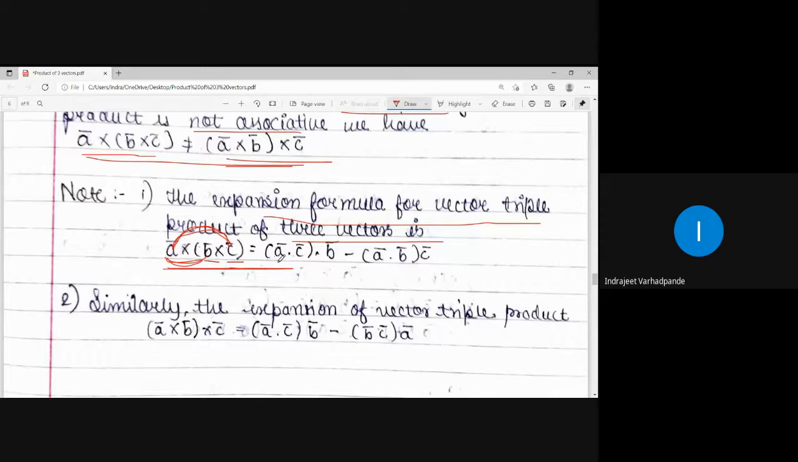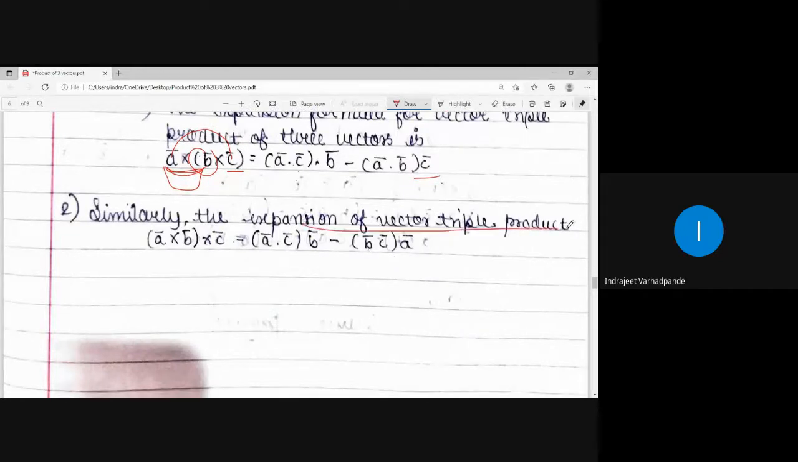See, this is dot product, means scalar. Scalar multiplied by vector is vector. Vector minus vector will be vector. A bar dot B bar is scalar. Scalar multiplied by vector is vector. Vector minus vector means ijk as it is रहेगा. So A bar cross B bar cross C bar is to be remembered as the product of extremes, A bar dot C bar into B bar, minus A bar dot B bar into C bar.